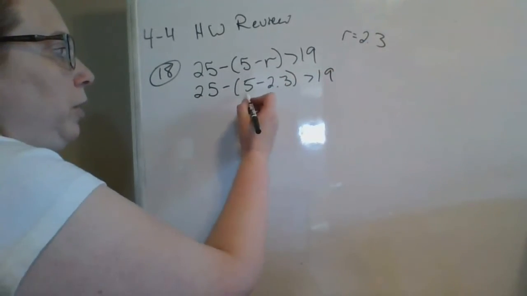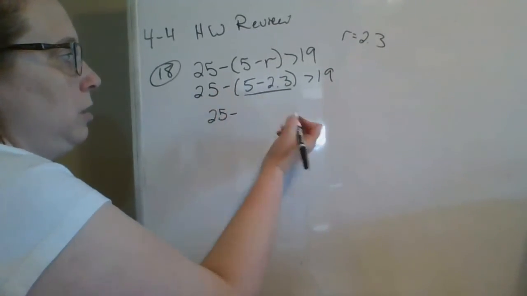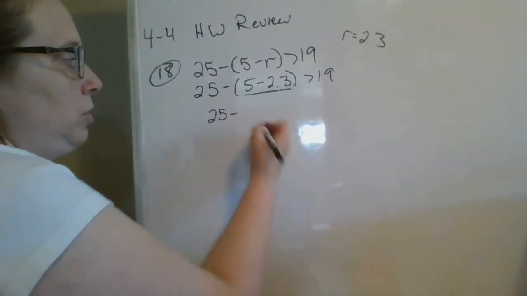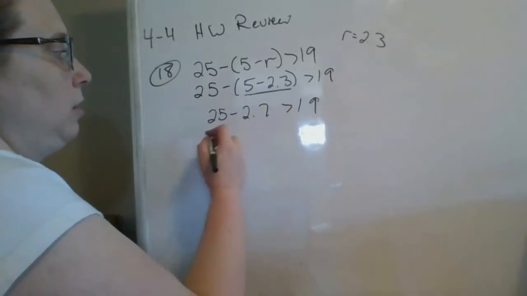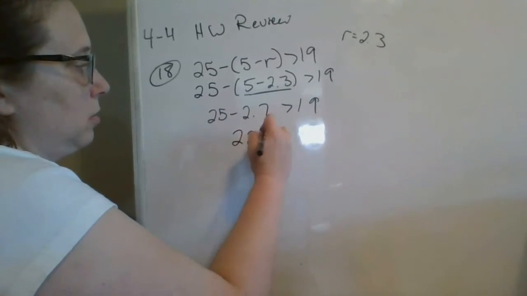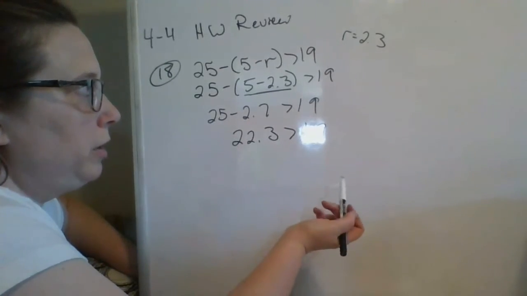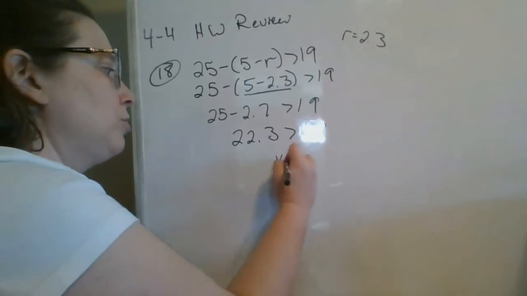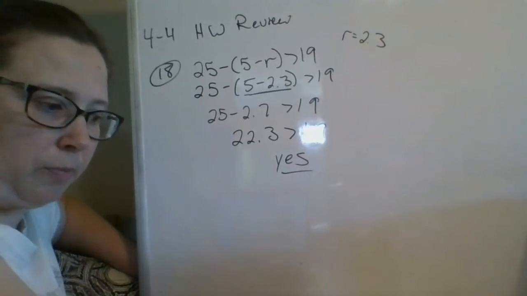I'm going to do my order of operations, which says I need to solve out what's in the parentheses first. And then I can subtract. And I have 22 and 3/10 is greater than 19. That is true. So yes, this is a solution to our inequality.